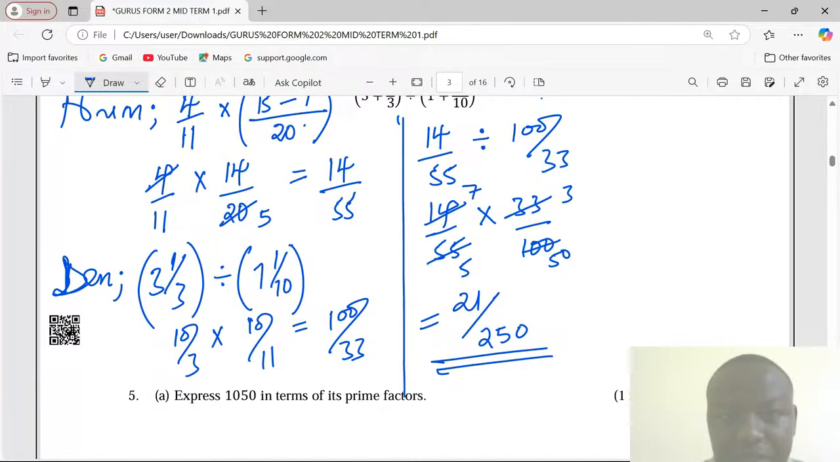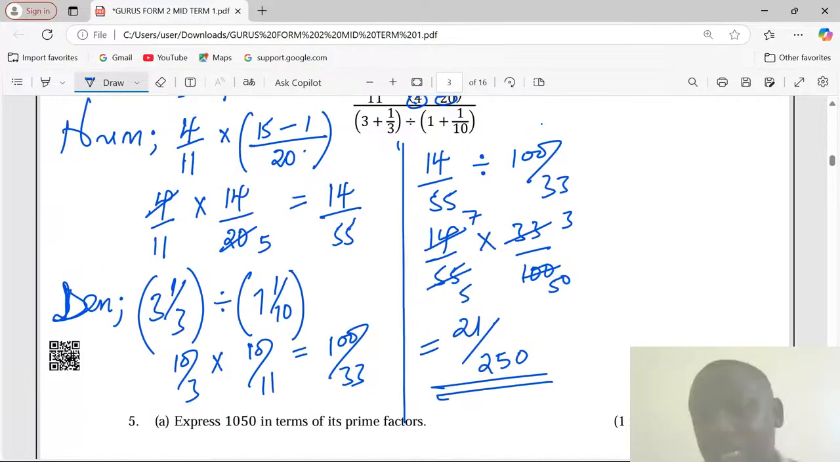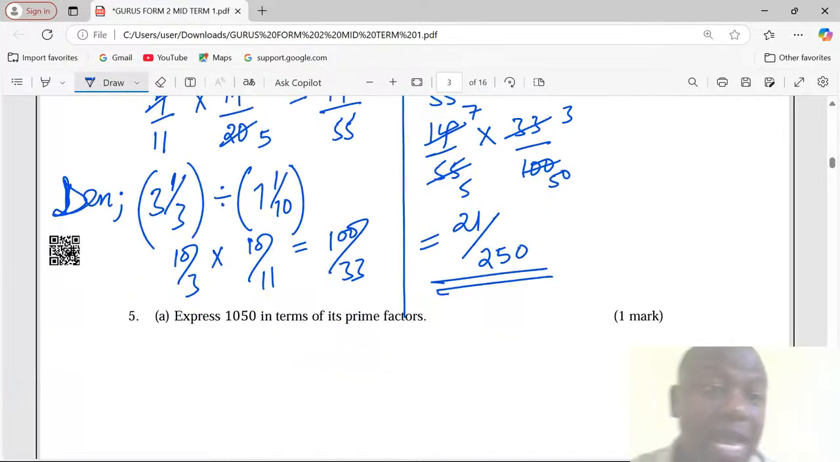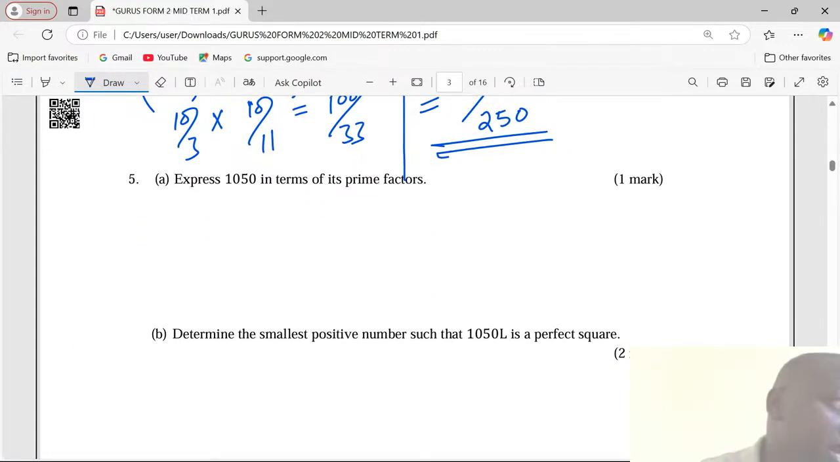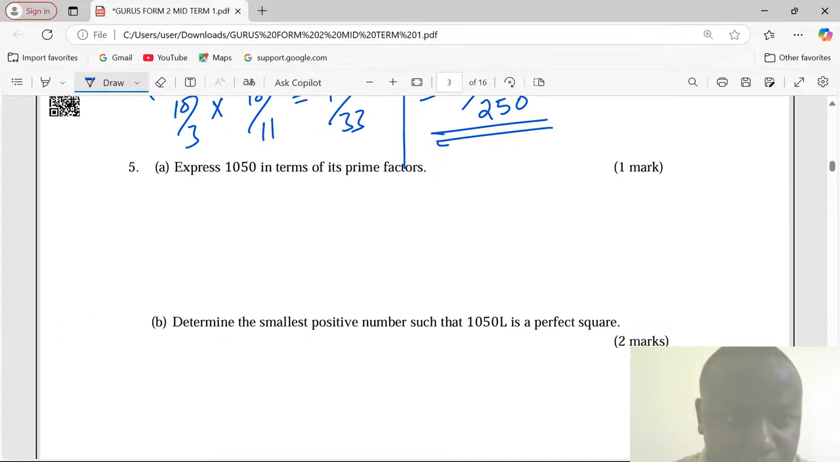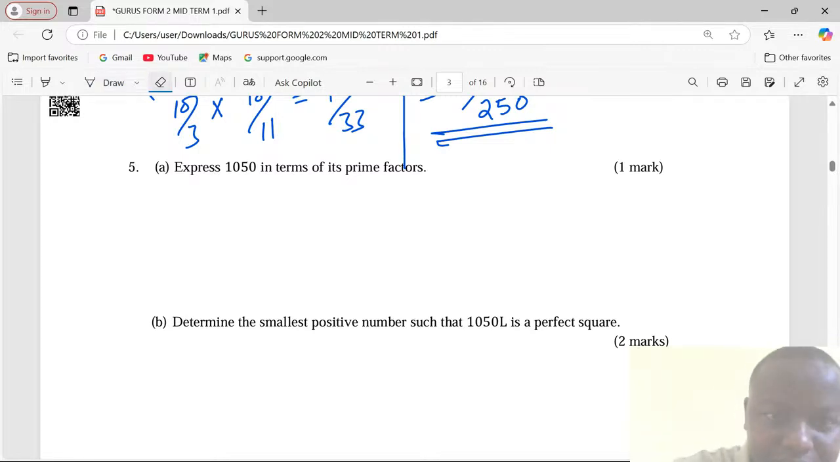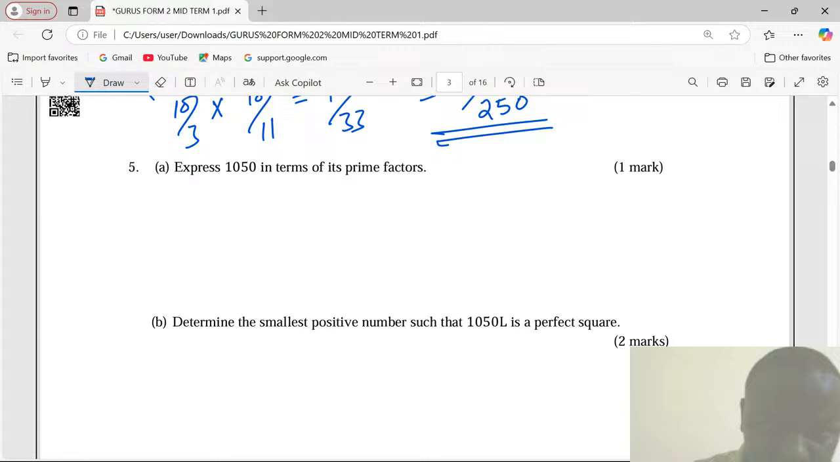Remember, we had been advised to do this without calculators or mathematical tables, and I have obeyed those instructions. Yeah, so we can proceed now to number 5. Express in part A 1050 in terms of its prime factors.